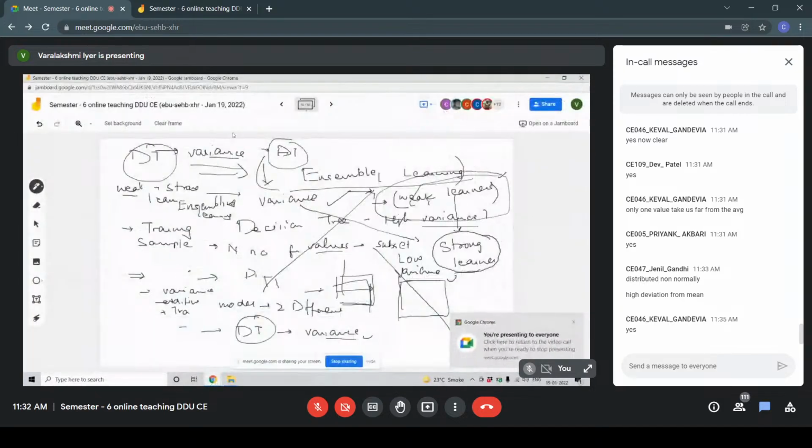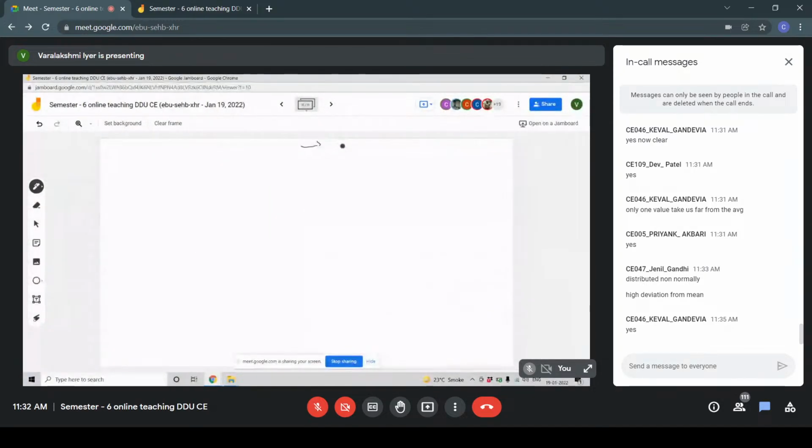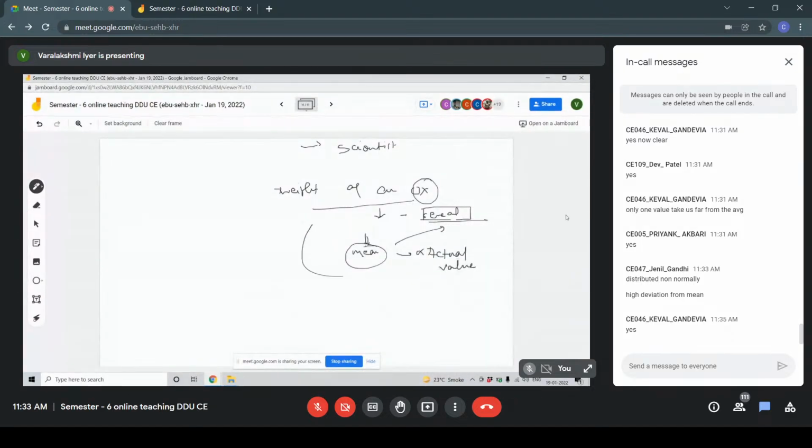Another example: there was an experiment done by one of the scientists where they were estimating the weight of an ox. Several people present in the crowd all estimated certain values. When the mean of all the values predicted by the crowd was calculated, it was approximately near to the actual value. The same idea is going to be implemented in the case of ensemble learning.